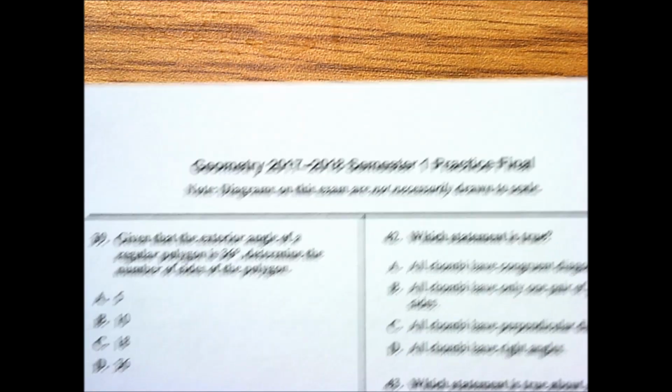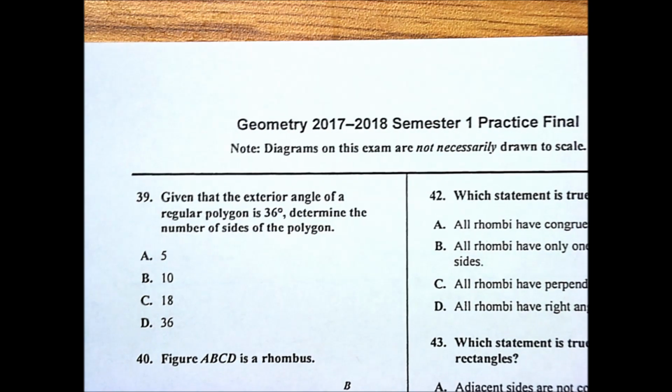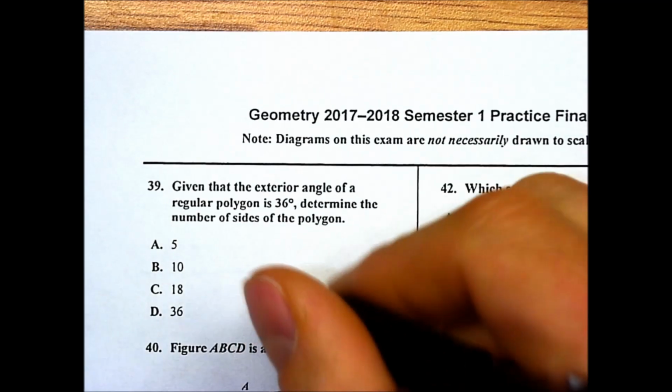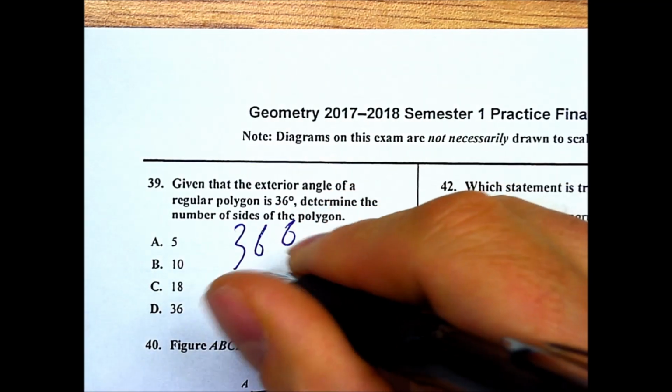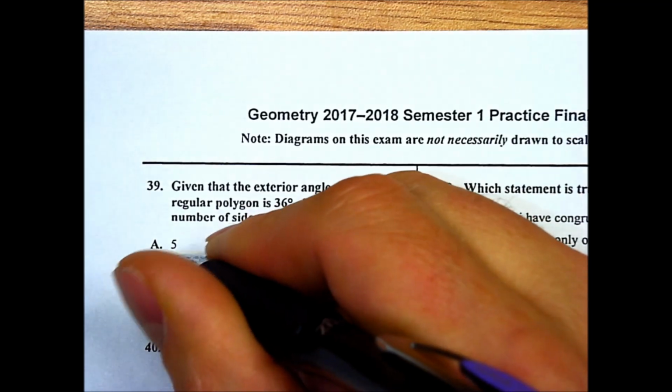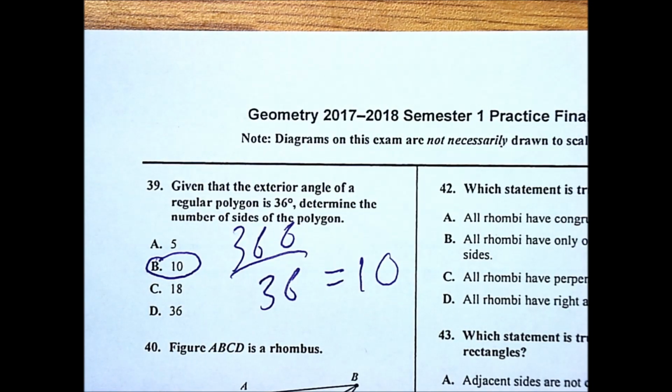All right, question 39. Given that the exterior angle of a regular polygon is 36 degrees, determine the number of sides. The exterior angles on any polygon will add to 360. So I can take 360 and divide by any exterior angle to get the number of sides. 360 divided by 36 is 10. This is a decagon. Now, if that wasn't 36, say for example if it was 60, then this would be a hexagon. 360 divided by 60 is 6.